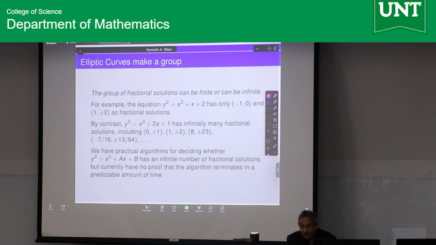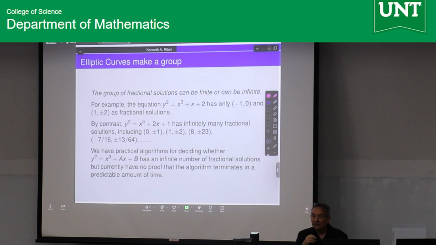You input the coefficients of the curve, capital A and capital B, and you ask, does this curve have a finite number of solutions or an infinite number of solutions? In microseconds, Sage tells you the answer. But it's a slight embarrassment in the subject that the algorithm that's used has never been proved to terminate in some predictable amount of time. So at least in theory, you could input these numbers and the algorithm would just hang and you would never get a solution. So this is one of the many open problems in the theory of elliptic curves.